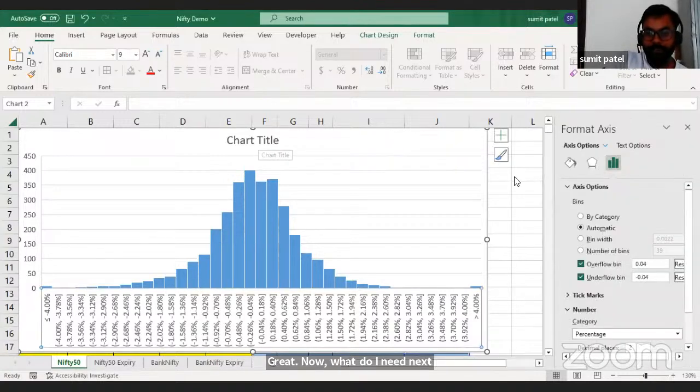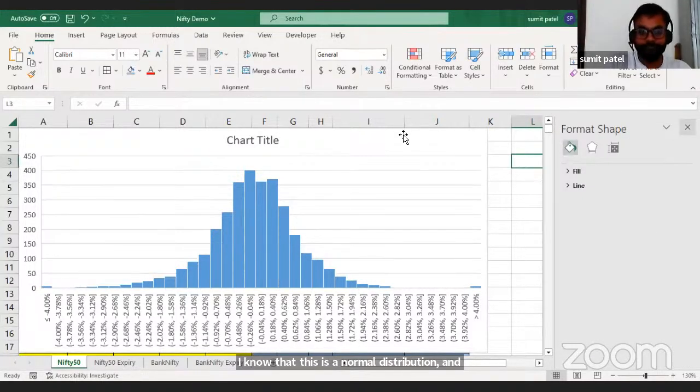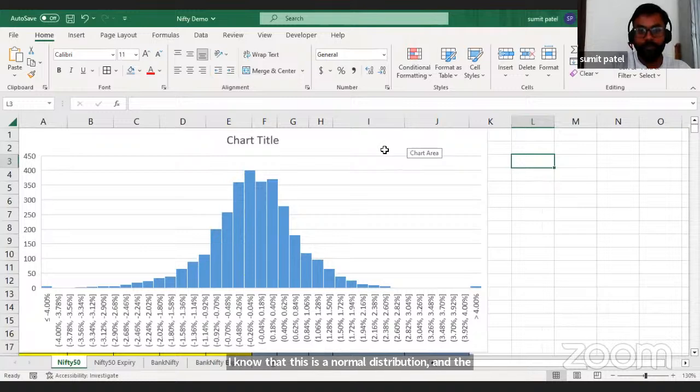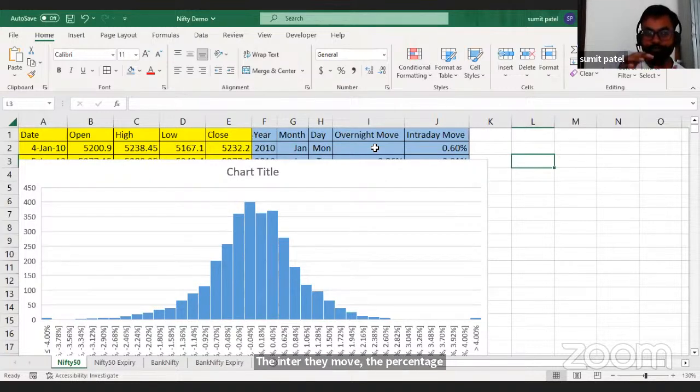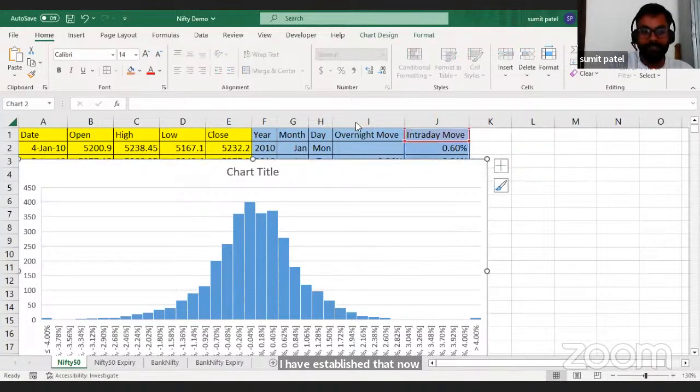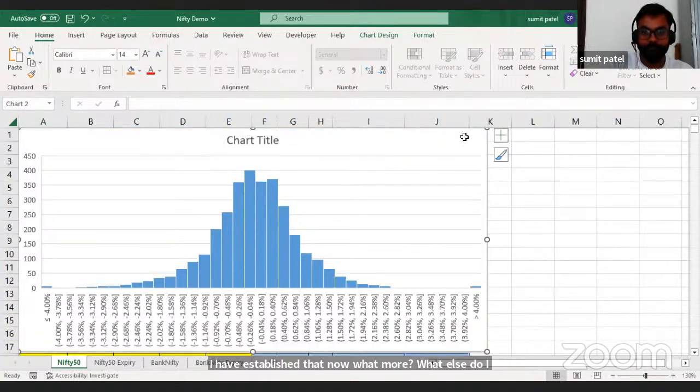I know that this is a normal distribution, and the intraday move, the percentage move, follows a normal distribution. I have established that. Now, what else do I need? Yes, mean and variance.